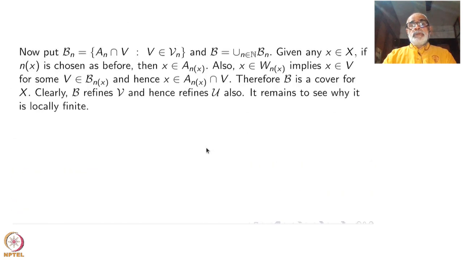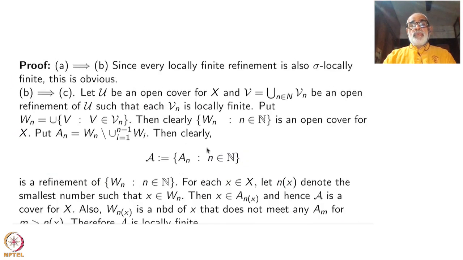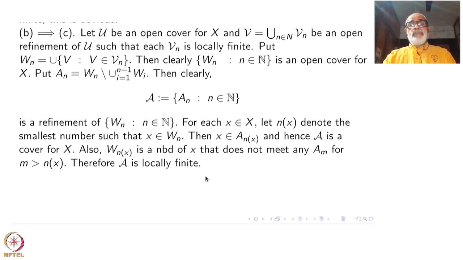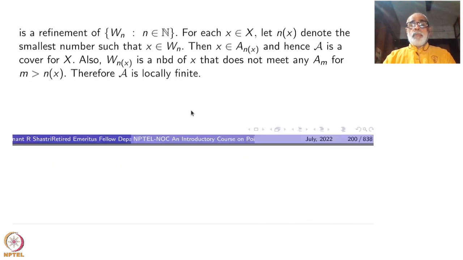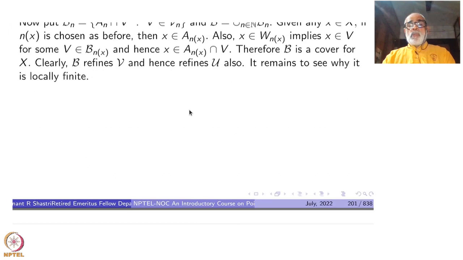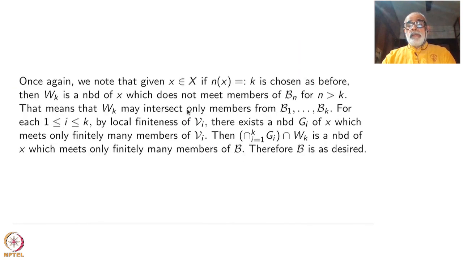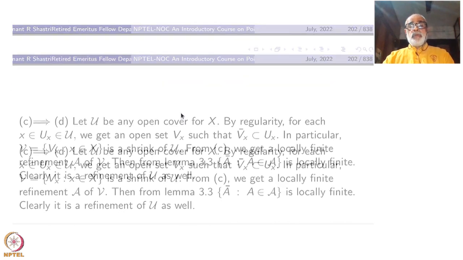Alright, so that was the proof. You see, it needed us to go from sigma locally finiteness to locally finiteness. But the price we have paid is that we have not bothered to get an open family; the members are not open. Now we have to improve upon that. So next step we will do that.